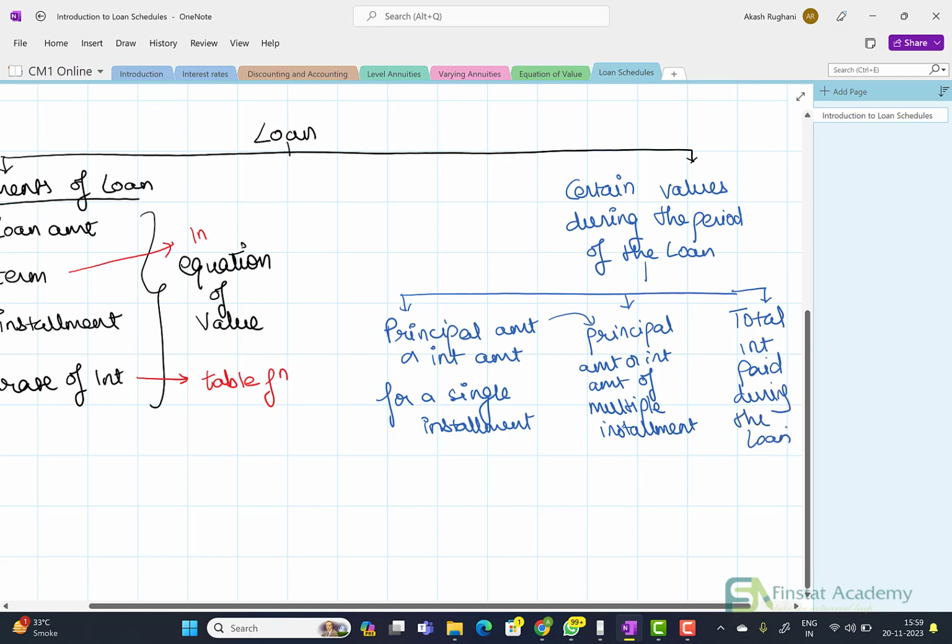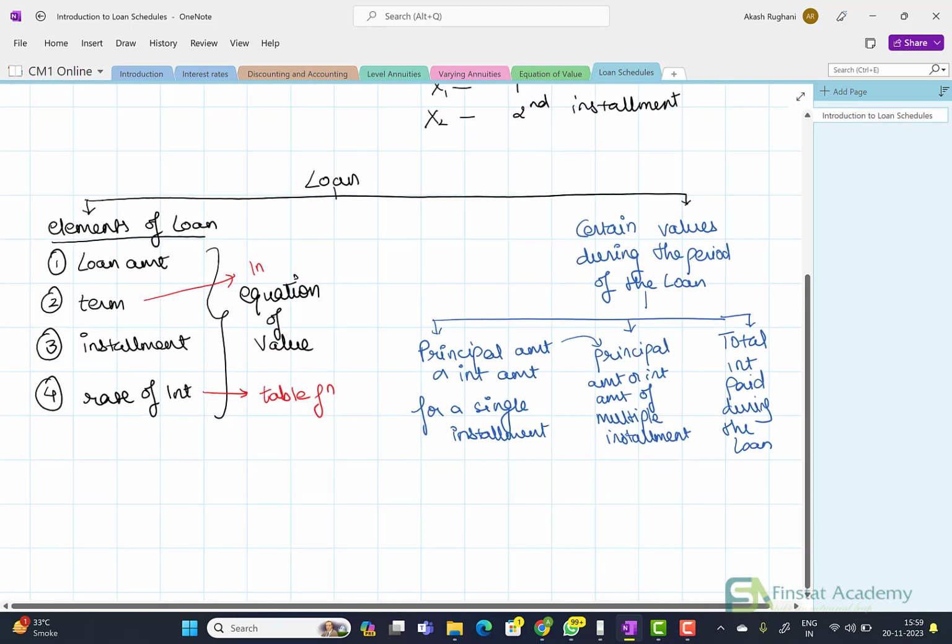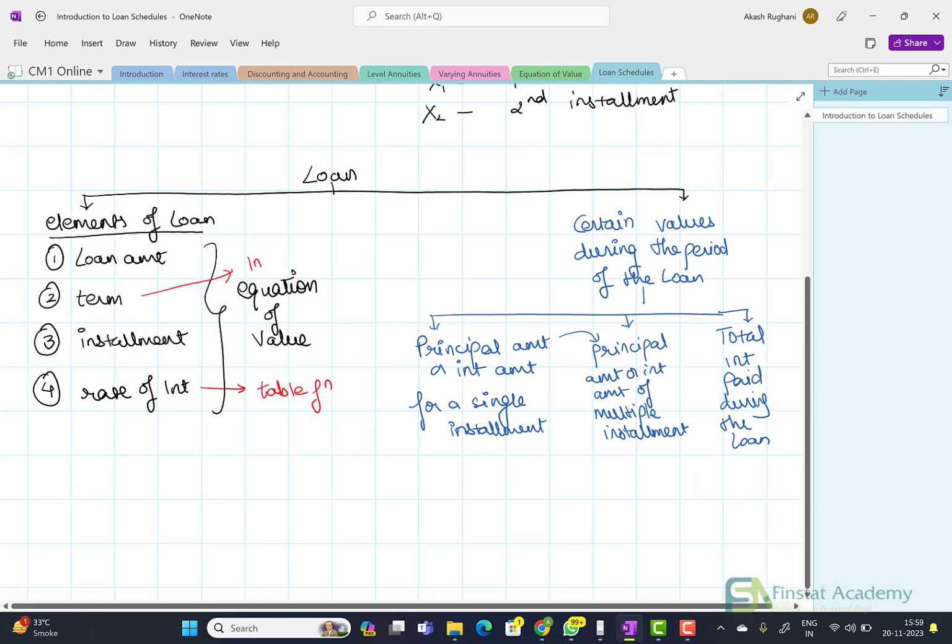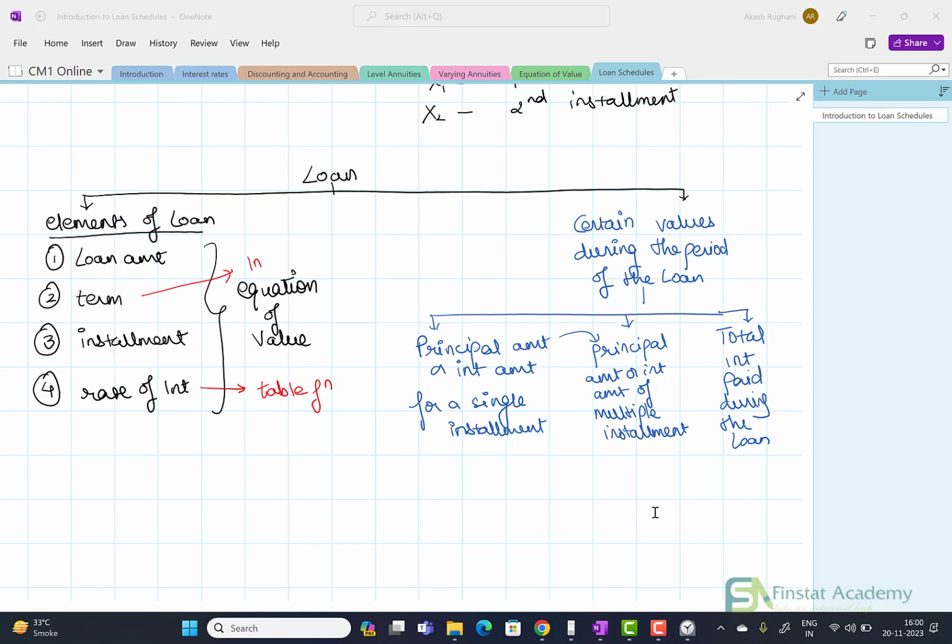Now typically when I look at a question, it will be on both the parts. So initially they will say find the loan amount, term, installment or rate of interest, and after that they will say that during the term of the loan, find the principal component and the interest amount of a single installment, which will involve both of them.